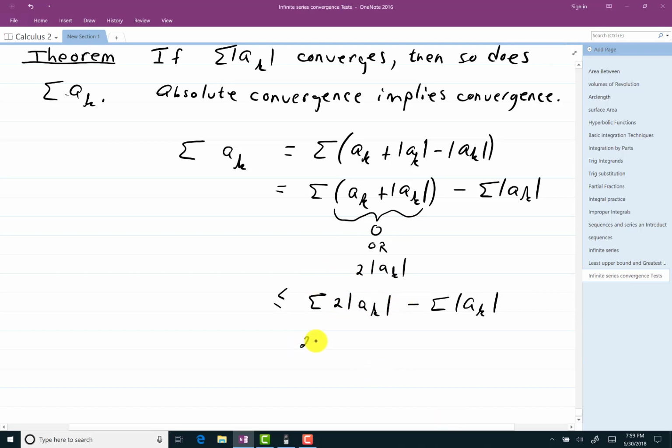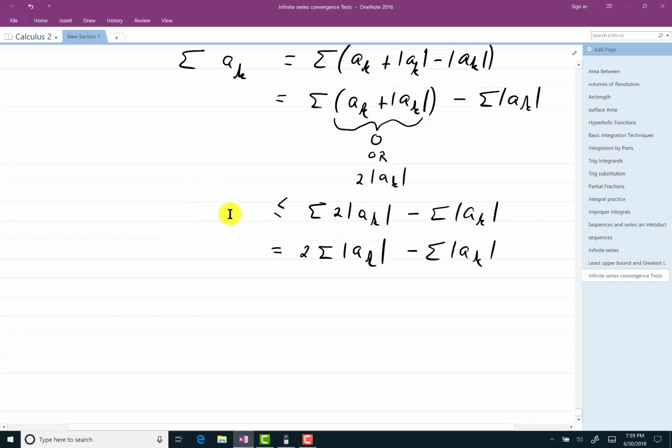I can take that 2 out front like this. This is still the same thing. I have a convergent series and I have a convergent series, so it doesn't really matter. I can now plug them together and get this. Which, I mean, I could have gotten this without all this business. You should know by the triangle inequality I could have done this. But nonetheless, since this converges, that forces this to converge.